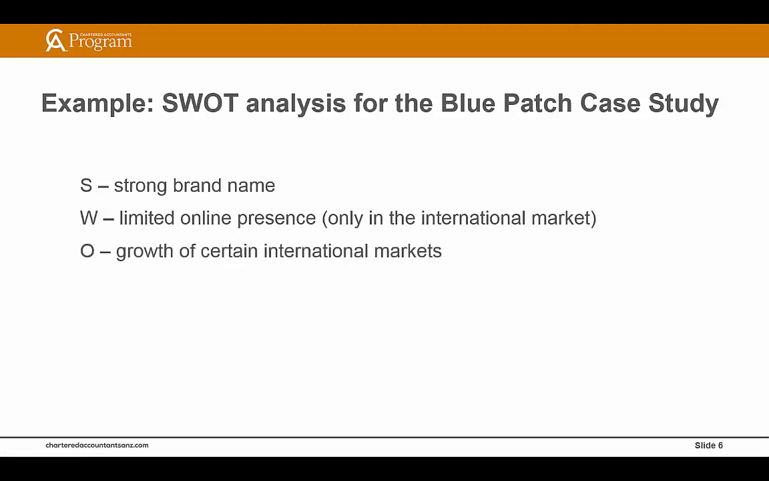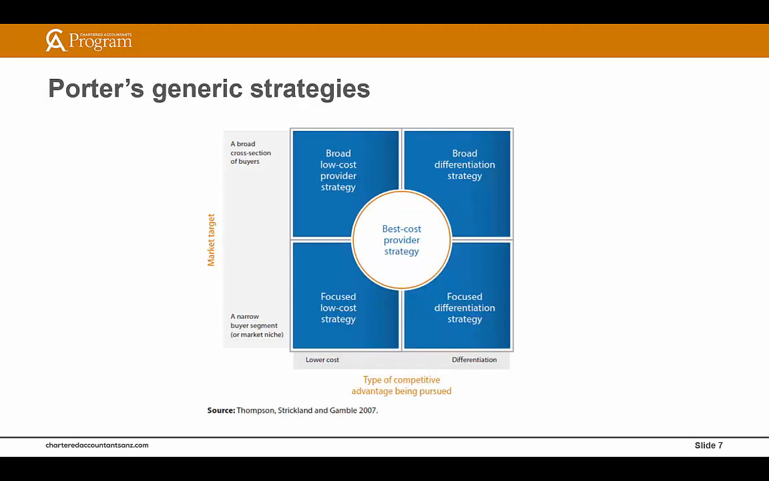Whereas the opportunity, which is the growth of the economies of certain overseas markets, and the threat, which is new competitors entering the market, are outside influences that Blue Patch cannot control directly. Having said that, whilst Blue Patch cannot control these external factors, they are able to develop strategies that effectively respond to them. Porter, the strategy guru, categorizes organizations' strategies into 4 different segments.